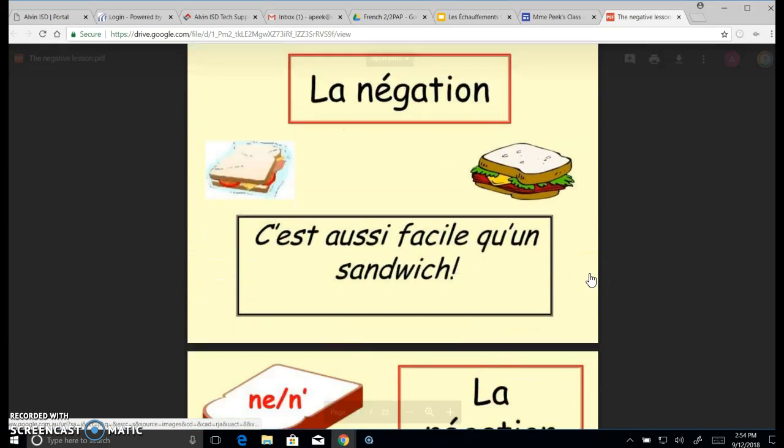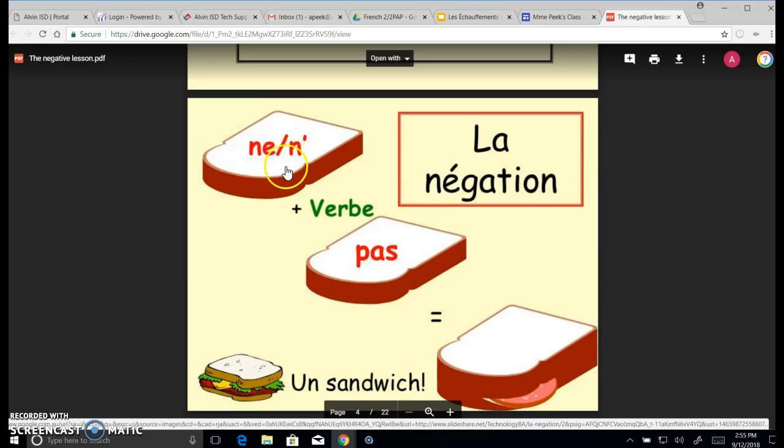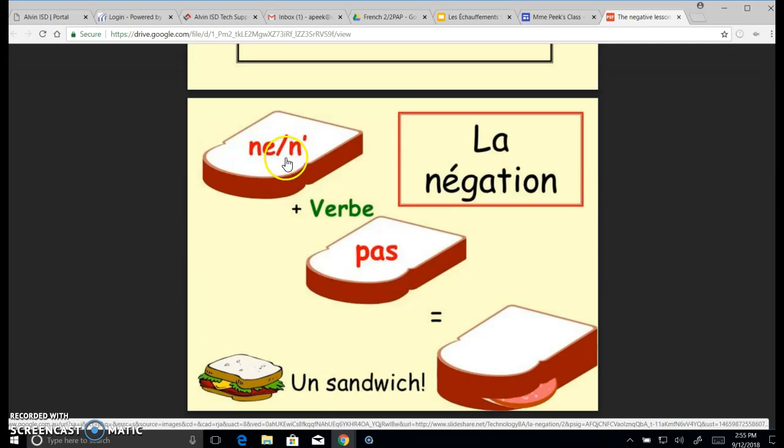And then we said it was like a sandwich. When you use ne and pas with the verb, you're basically making a sandwich. The ne, or n apostrophe, is one slice of bread that goes on top. Then the verb is in the middle. And then pas is your second slice of bread. It goes in this order: ne or n apostrophe plus the verb plus pas. So I had them draw a visual representation of a sandwich, but label the slices of bread with ne or n apostrophe, verb, and then pas. And that equals our sandwich.